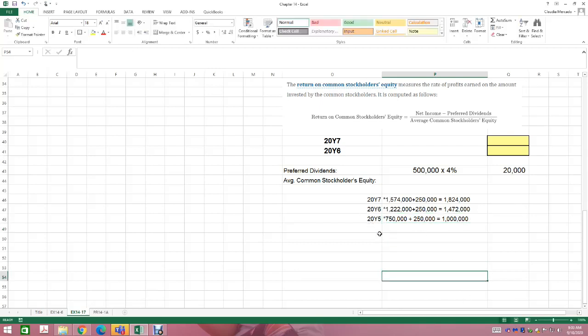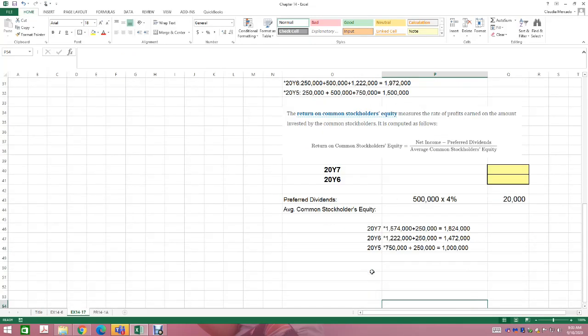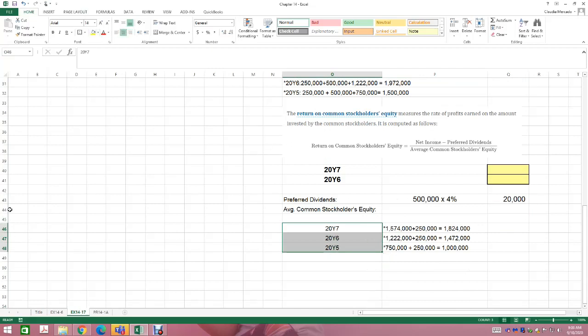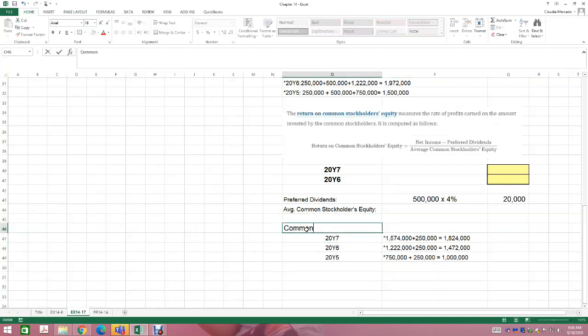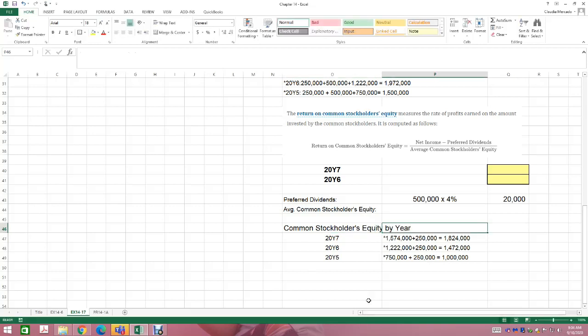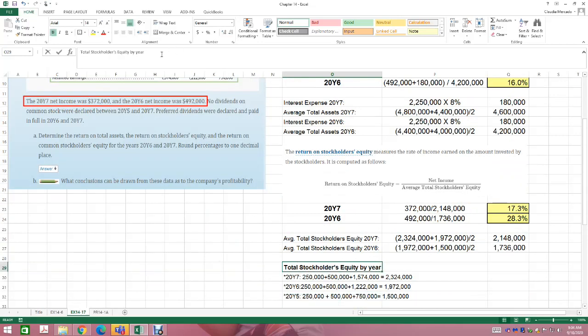Okay, so these are my common stockholders equity by year. Let me insert the title right here. So this is my common stockholders equity by year. It's not the average, it's just the common stockholders equity by year. And how do we get the common stockholders equity by year? You get your common stock plus your retained earnings. That is how we got these numbers.